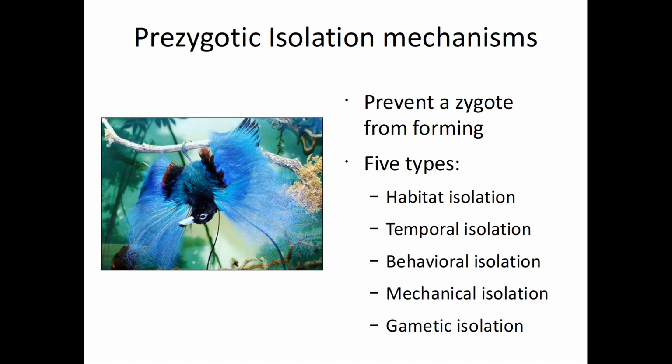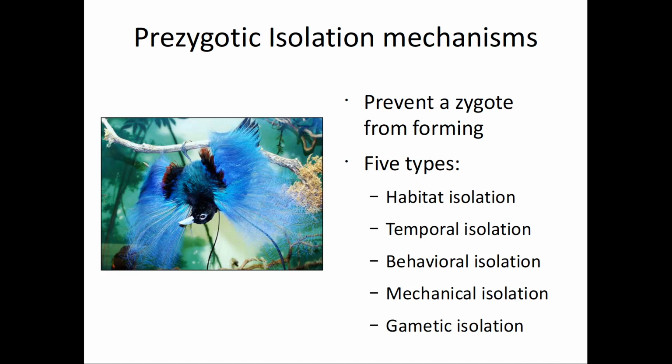So before a mating or fertilization event occurs, there's habitat isolation. They live in different places. Temporal isolation. So maybe one is hibernating while the other is awake, or maybe they have different breeding cycles. Behavioral isolation. We get an example of one of these birds here. Maybe they have different mating rituals, and so they're not going to be attracted to each other because of this.